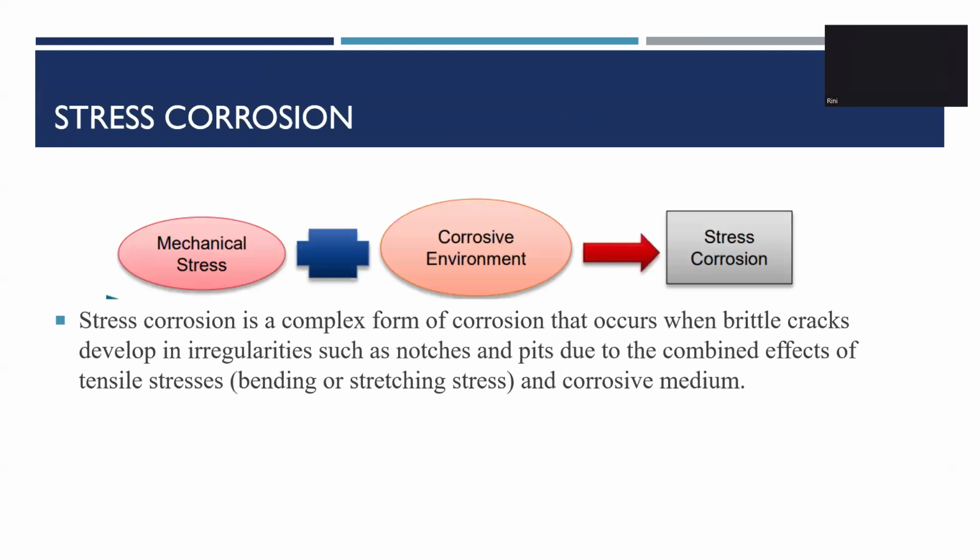The other major category is stress corrosion. Stress corrosion is a complex form of corrosion that occurs when brittle cracks develop in irregularities such as notches and pits due to the combined effect of tensile stress, which can be either bending or stretching stress, and a corrosive medium, which is necessary for this. So the mechanical stress along with the corrosive environment produces the stress corrosion.